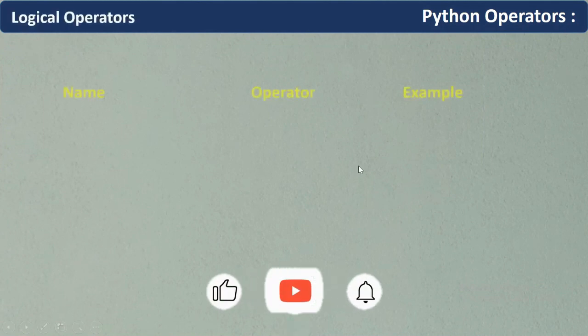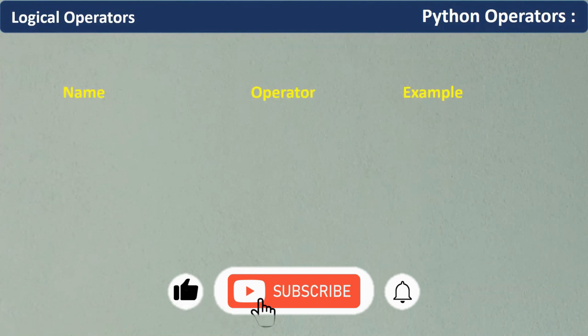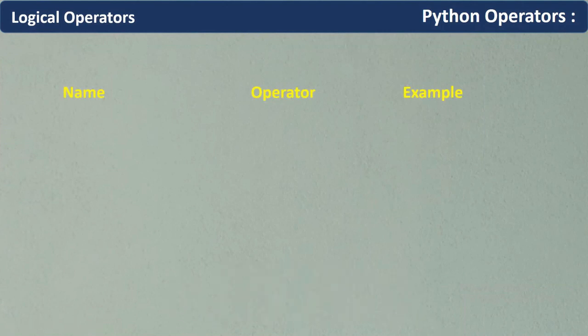Hi. Then the next operator is logical operators. Okay. So what are the logical operators actually? Logical operators are used whenever you have more than one conditional statement. To combine them, we are going to use logical operators.